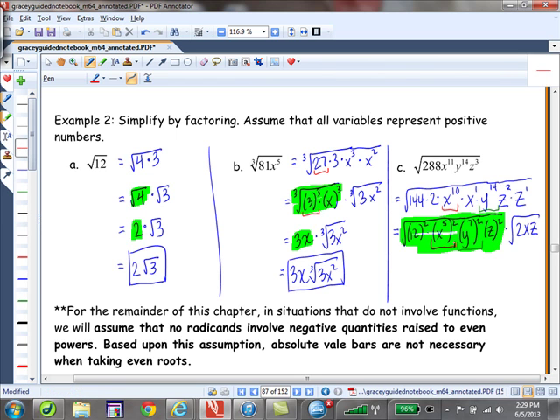Then what we'll have is a result of 12 x to the 5th, y to the 7th. We don't need to put the absolute value bars around anything because it said to assume all variables represent positive numbers. Okay. And then we'll have a z, and that's going to be times the square root of 2xz. And we're done. Okay?